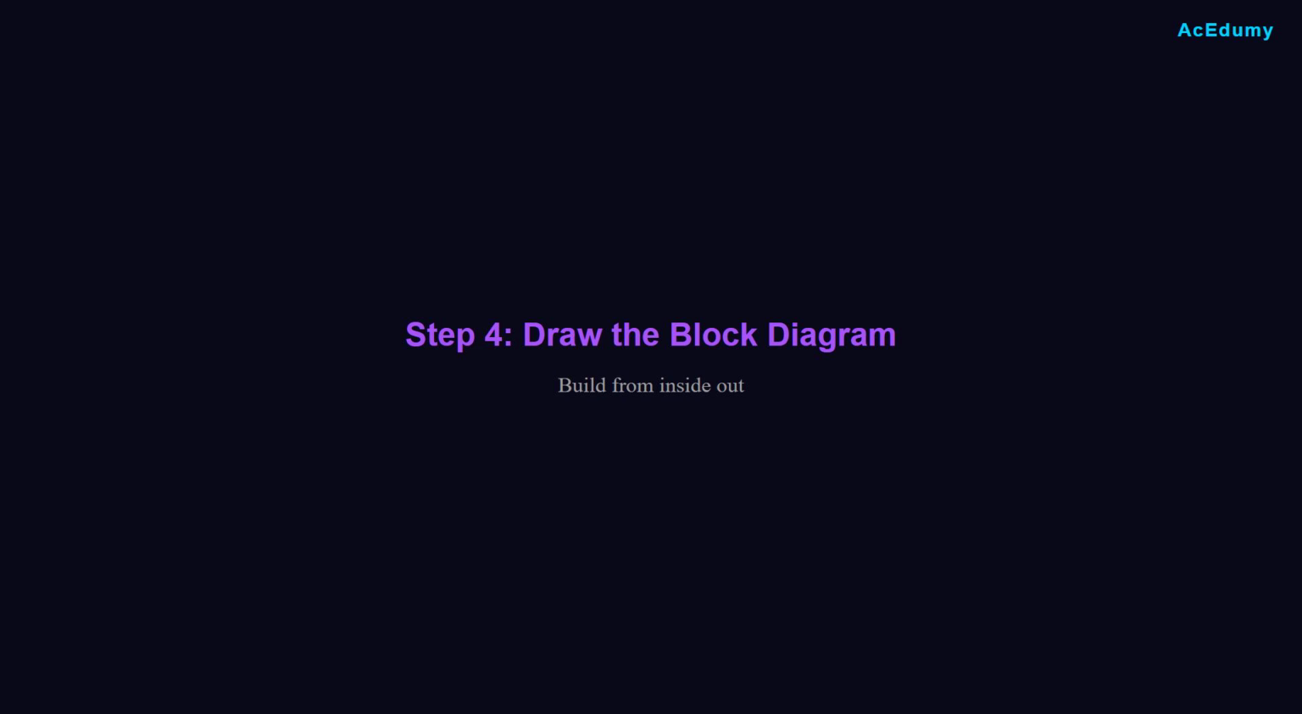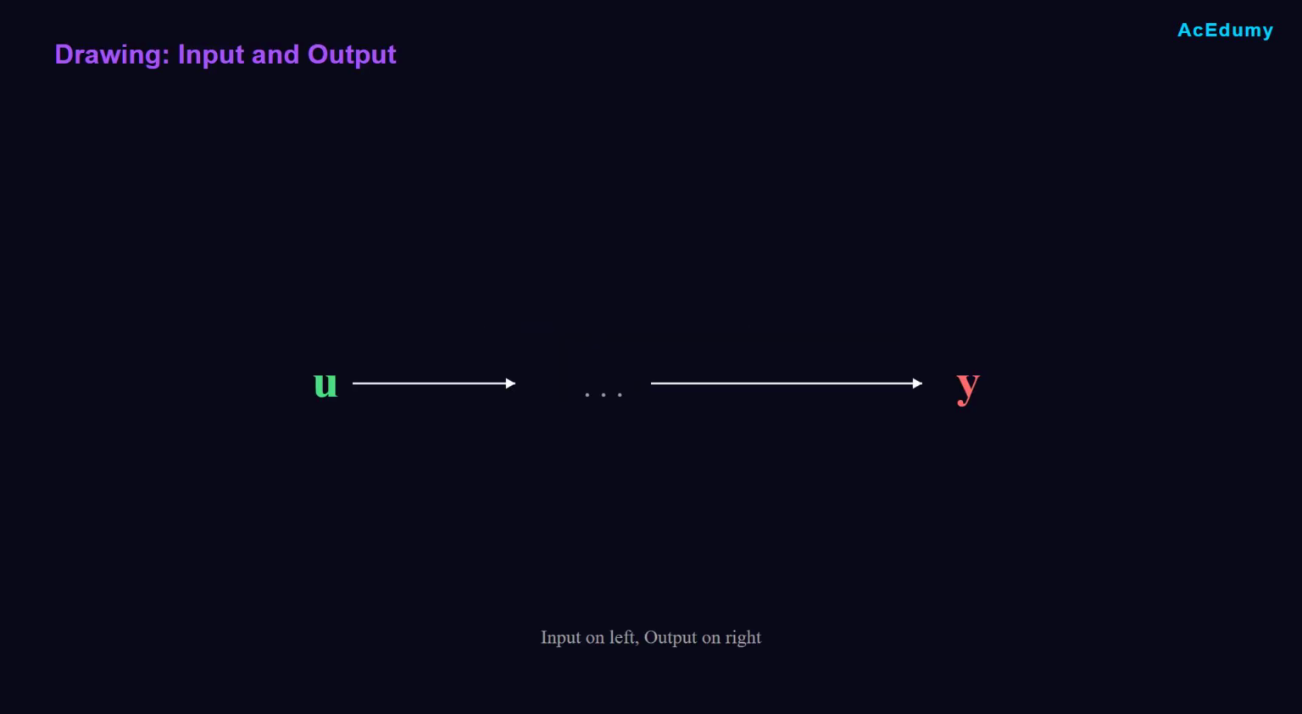Draw the block diagram. We'll build it step by step, starting from the inside and working outward. First, let's set up the input and output. We start by drawing input U on the left and output Y on the right. Draw an arrow from U and end with an arrow pointing to Y. We'll fill in the blocks between them.